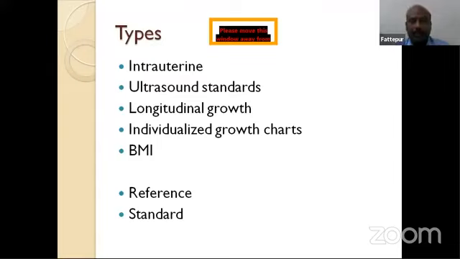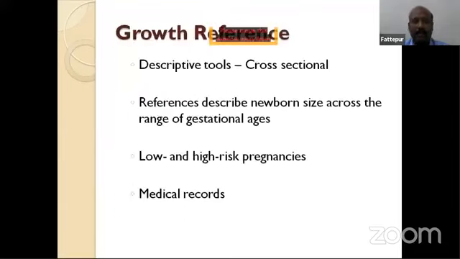Before the charts, we have to know two important words. One is the reference chart and the other is the standard chart. These reference charts and standard charts came into importance once the WHO growth charts were introduced. So what is this growth reference and what is this growth standard? With growth reference, most of the charts, almost 90% of the charts, are associated with this growth reference. So what are these?